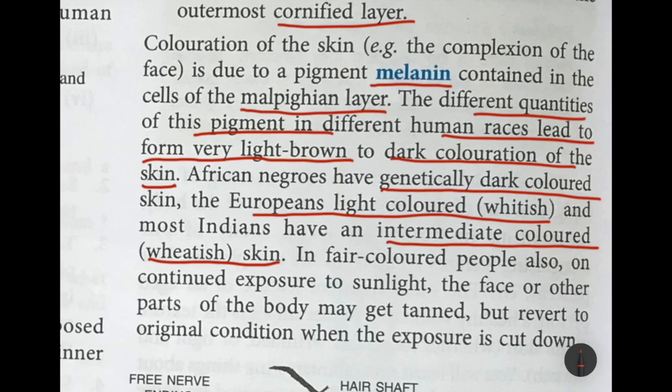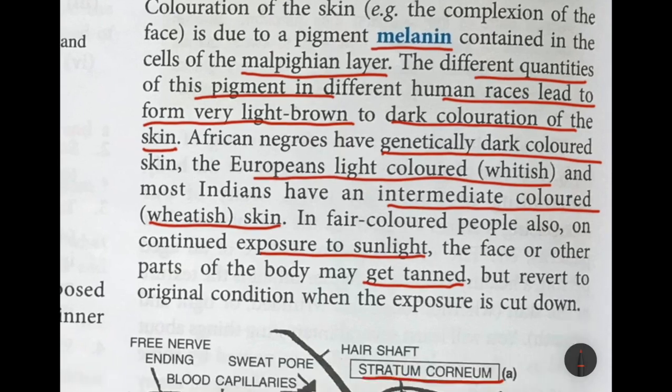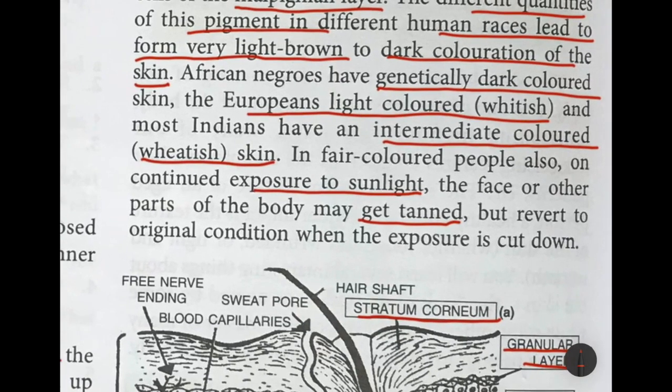Now, in fair colored people also, if there is continuous exposure to sunlight, their face and other parts of the body will get tanned due to production of more melanin. Actually, melanin is produced in the skin to protect against the ultraviolet rays of the sun. But again, if the exposure to the sunlight is cut down, they will get back the original skin color.